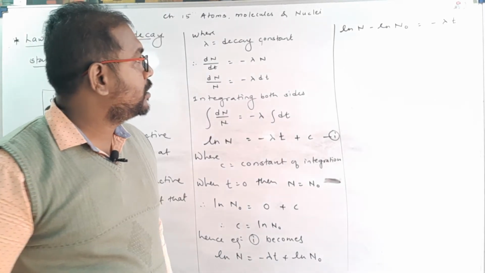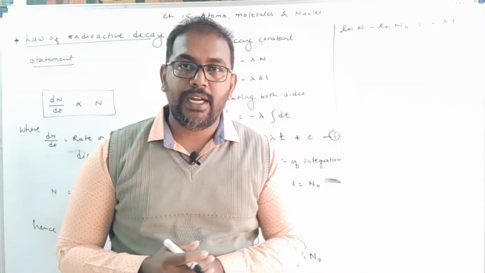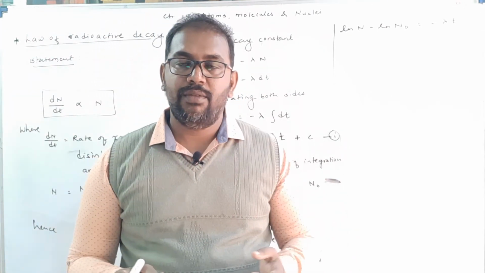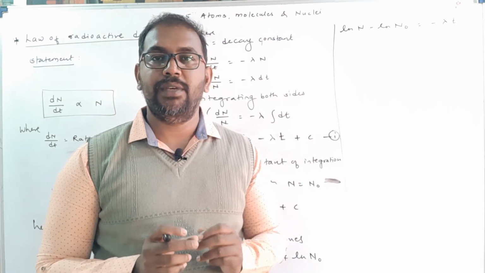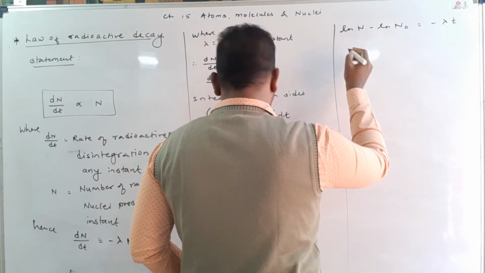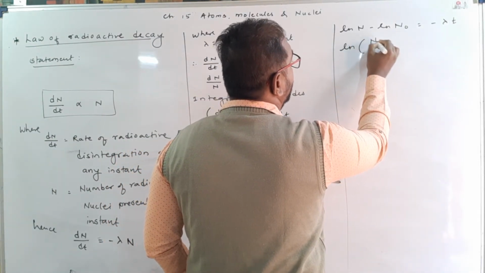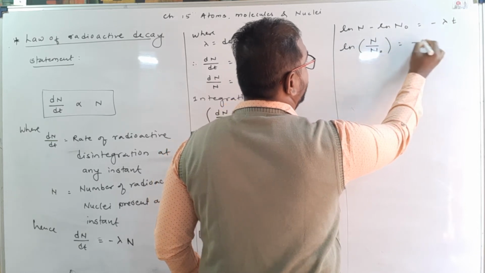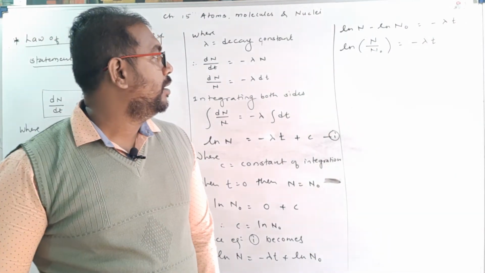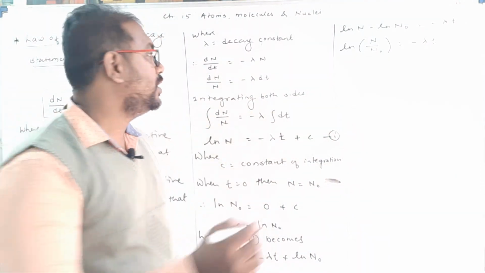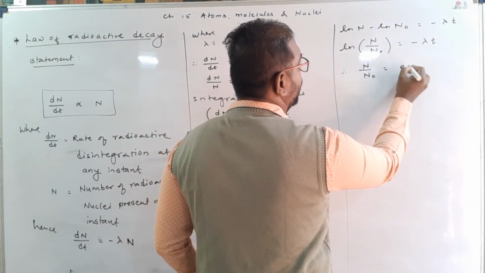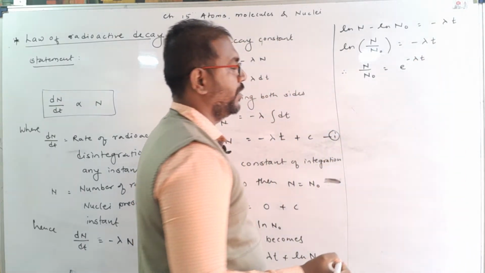Now, subtraction of log means that when we apply a log to a division, log of a divided by b is equal to log a minus log b. So here it's a subtraction, so I can write it this way also, log of n divided by n0 by using the rules of logarithm, equal to minus lambda t. This is log to the base e. I want to remove this log, so I can write n divided by n0 is equal to e raised to minus lambda t.